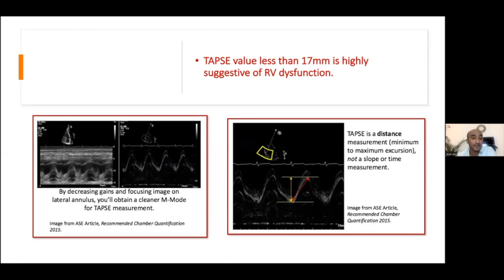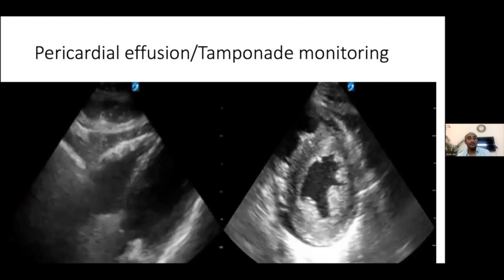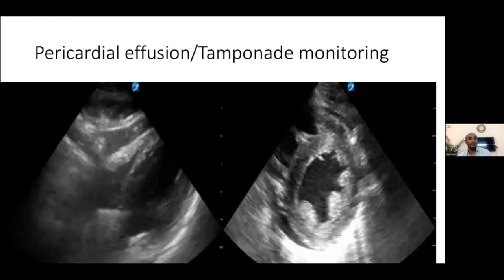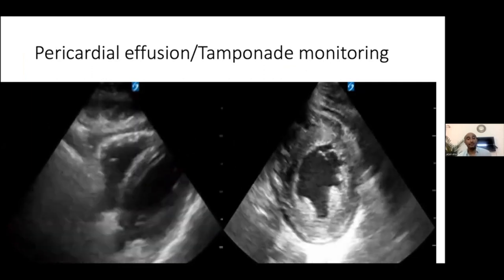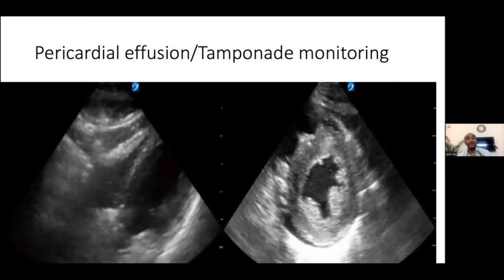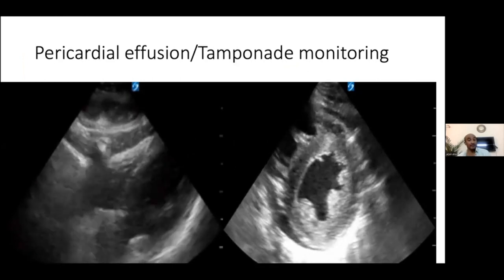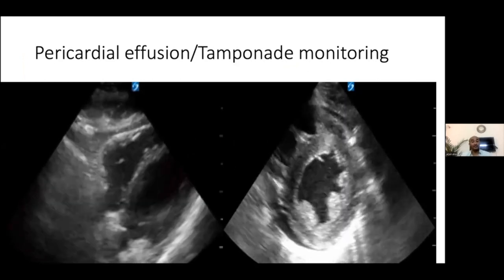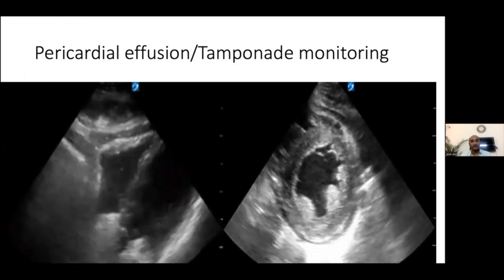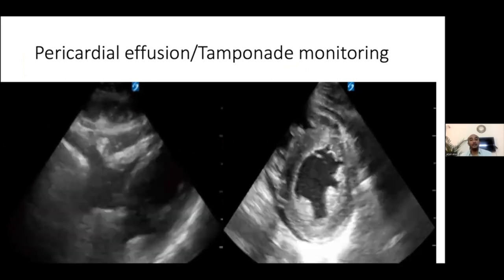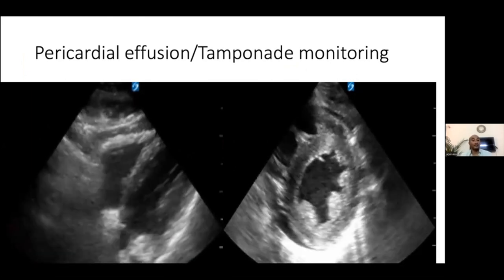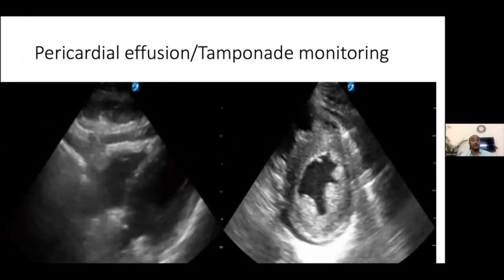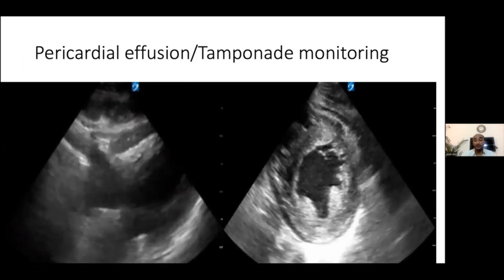In case of echocardiography, we looked at the LV, we looked at the RV, and we also look at obstructive shock very commonly. Pericardial effusion leading to tamponade can be easily identified by using transthoracic echocardiography and transesophageal echocardiography. We can also guide our pericardiocentesis with echocardiography as well, using the subcostal view.